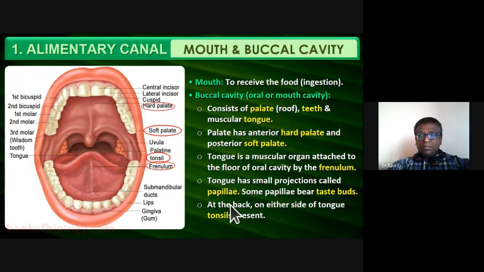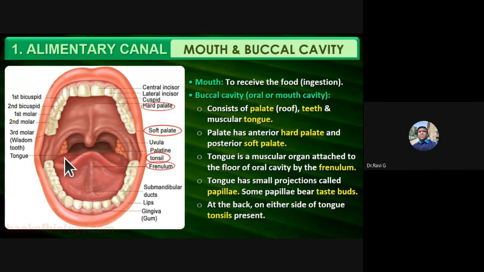At the back, on either side of the tongue, you can see here the orangish colored structure. On either side of the tongue, the tonsils are present. Sometimes, if they get infected, we call it tonsillitis. You might have heard about that, or you might have undergone it also.